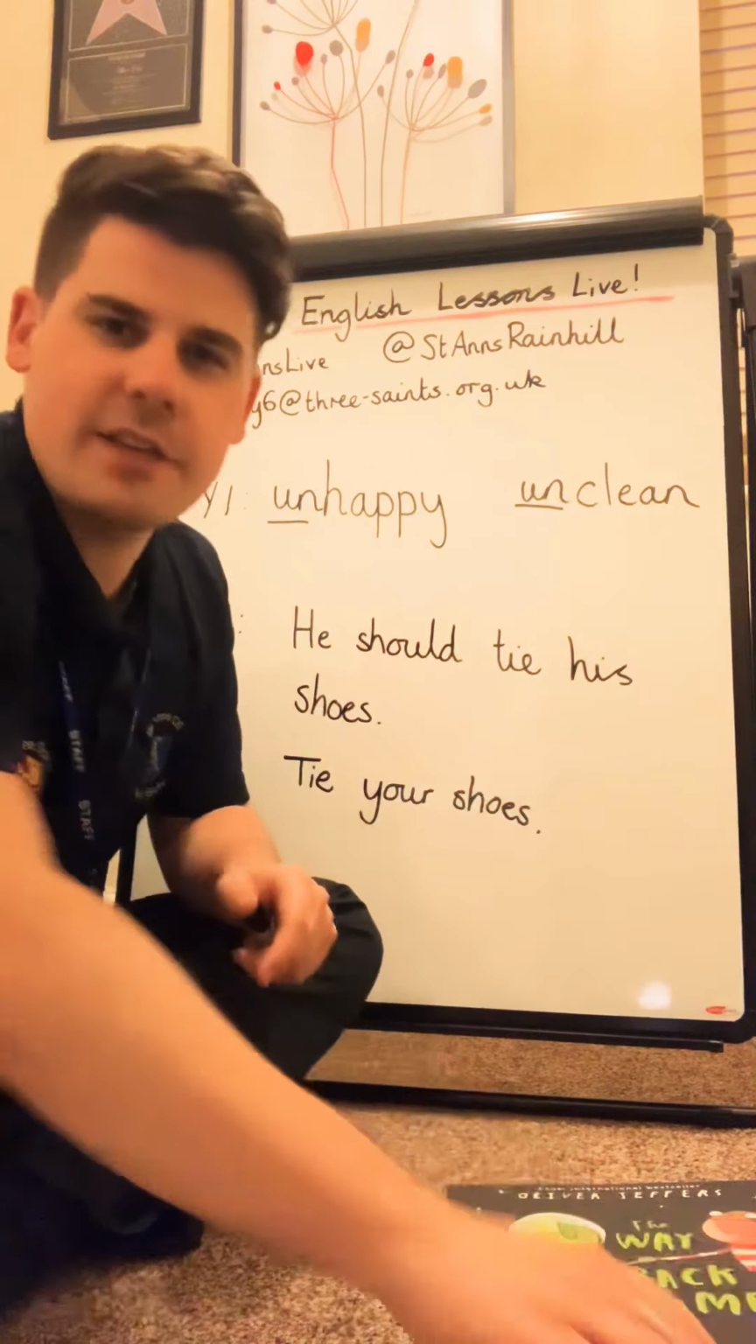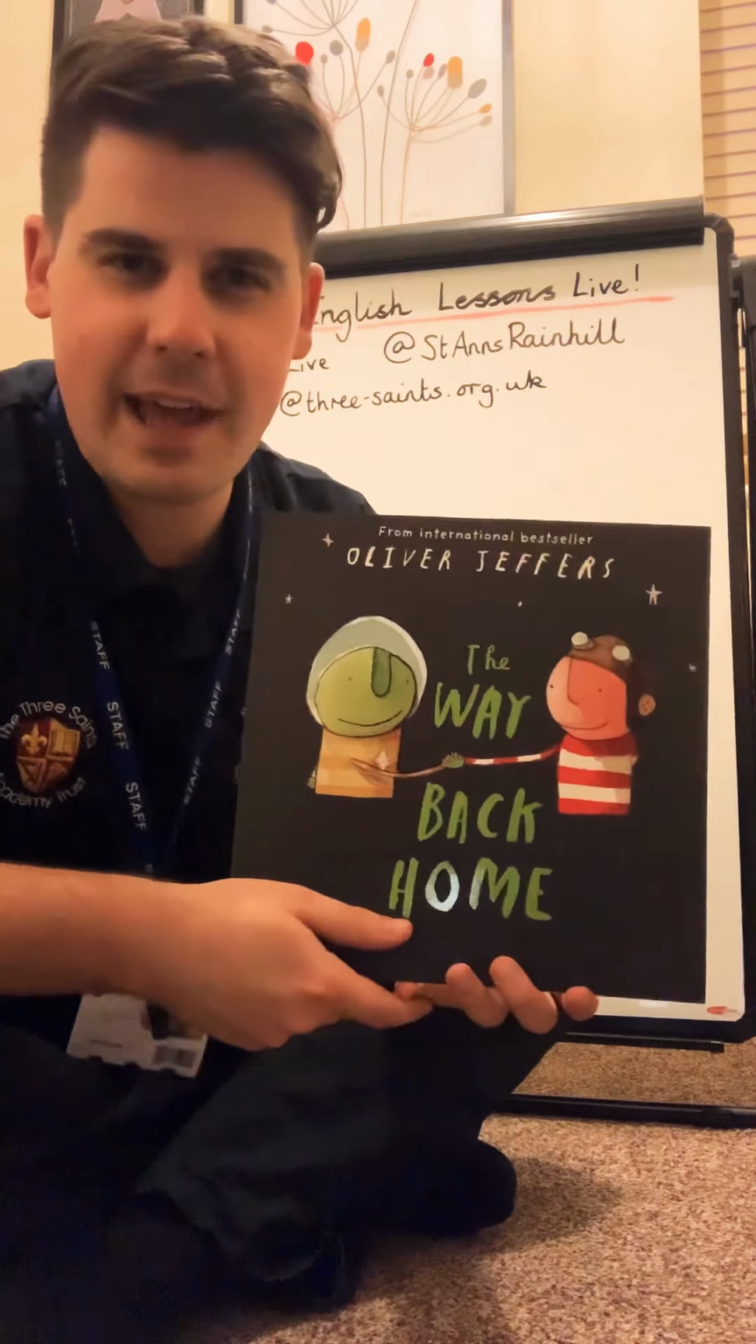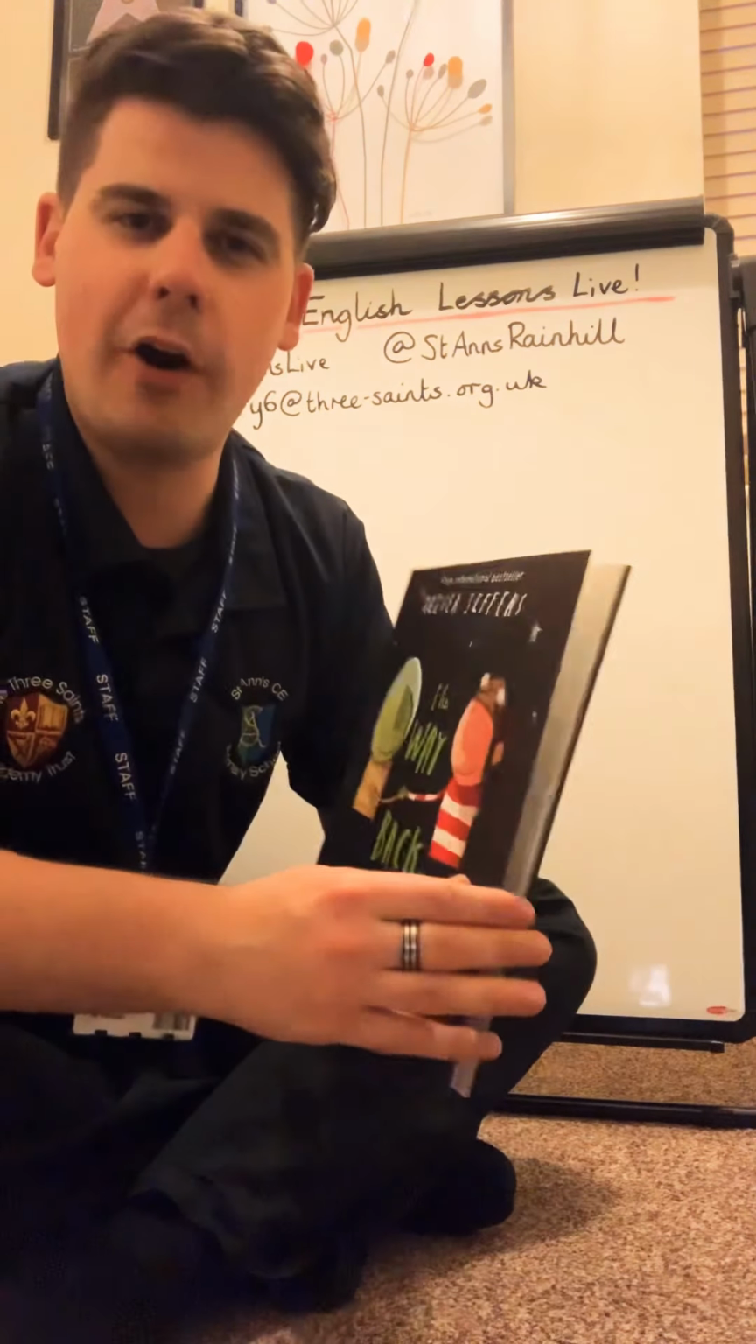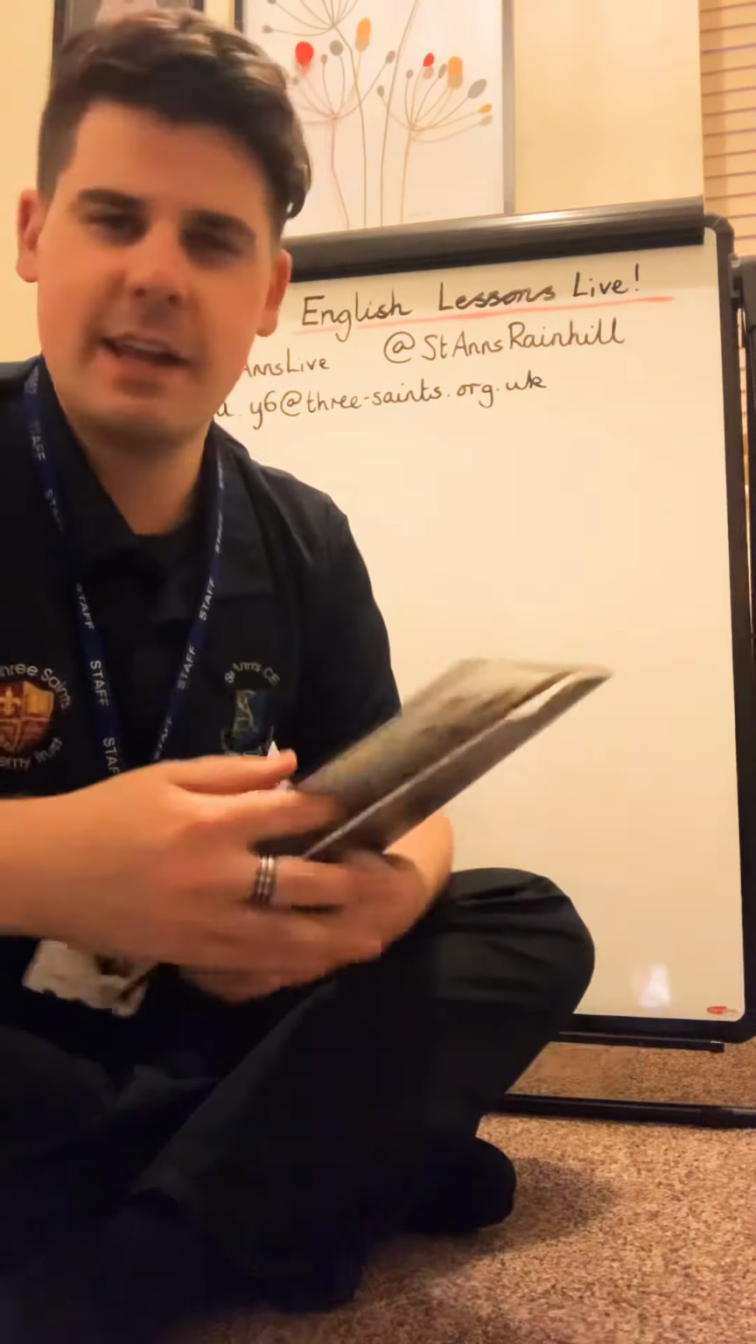So today we are going to be doing a little bit of writing based on this book by Oliver Jeffers, which is called The Way Back Home. Now I'm going to read it to you guys. Hopefully you'll be able to see the pictures. What I'll do as well is I'll put a link in the description to a YouTube video where you can go and look at this book in more detail. Someone's reading it and the pictures are zoomed in so you can see them a little bit better. But I will read it to you guys now so we can crack on with our writing for today as well. So it's The Way Back Home by Oliver Jeffers. Let's have a little look.